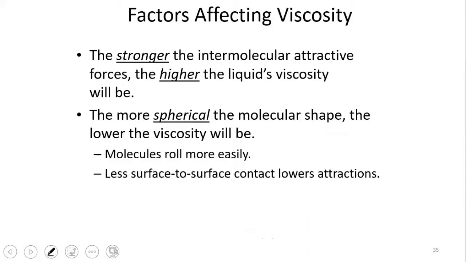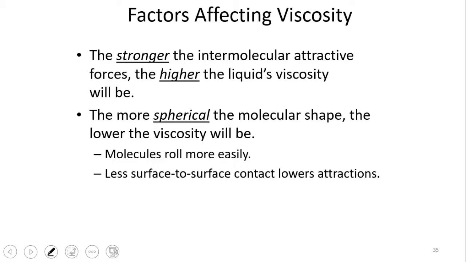Another interesting thing is the shapes of the molecules. Spherical molecules typically have low viscosities for several reasons. Remember, London dispersion forces are not very strong. So molecules in a liquid are going to roll past each other more easily if they have spherical shapes. Besides, if you compare the surface-to-surface contact between an extended molecule like the one we just saw on the bottom, the octadecane, versus a spherical model, the surface-to-surface contact area is a lot less, and therefore you have less opportunity for these intermolecular attractions, all right?